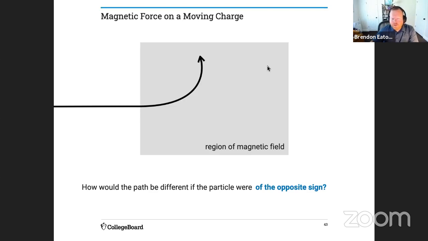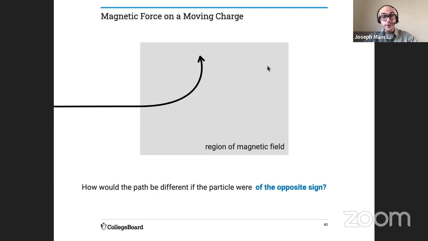I think it's going to curve the opposite direction. Instead of curving upwards, it's going to curve downwards instead. And I don't know, does this animate for it to curve downwards? It does not.